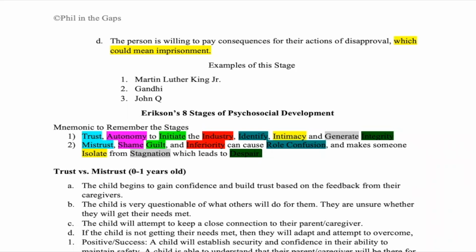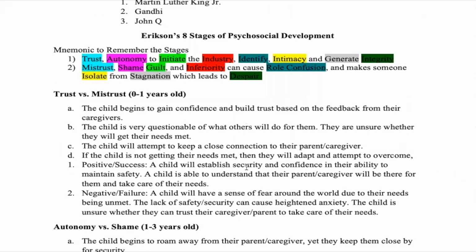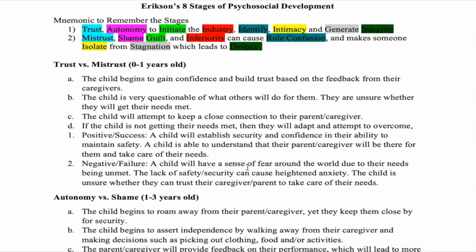Each one is going to provide half of a stage within Erikson's 8 stages of psychosocial development. The first stage up to bat is trust versus mistrust. On the trust side is where a child is going to be able to trust that their parent and or caregiver is going to take care of their basic needs and allow them to survive and strive in their environment. The mistrust side is where somebody's not going to get their needs met.